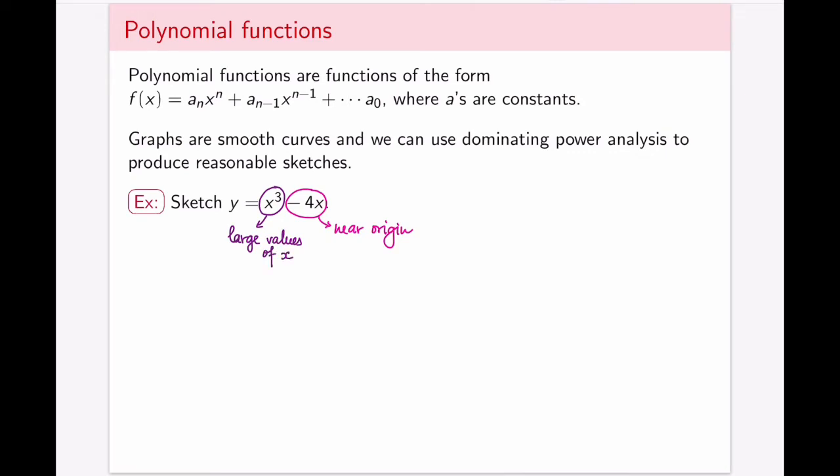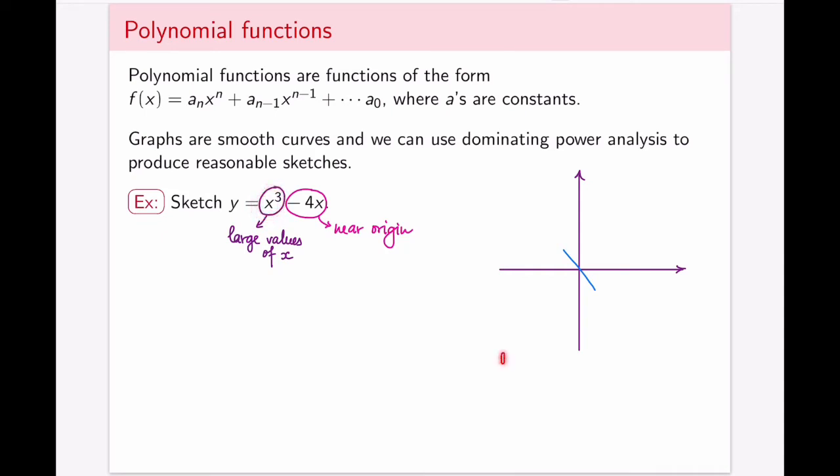So let's start a preliminary sketch of these ideas. Near the origin, the function looks like minus 4x. What does minus 4x look like? It's a line with a negative slope. So near the origin, I have a line of negative slope going through the origin. Let's make it clear that it's linear. Okay, something like this. For large values of x, I have x cubed.